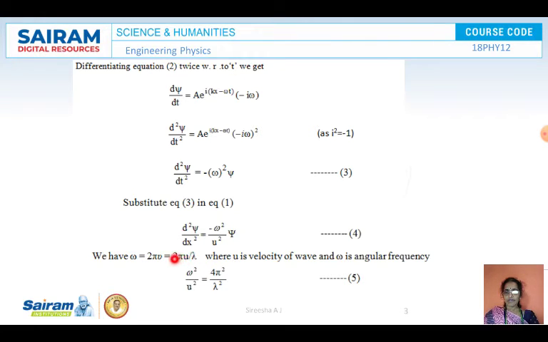So rearranging the terms, bring this u to this side: omega square by u square is equal to 4 pi square by lambda square. So, omega is equal to 2 pi u by lambda; you bring this u down here. Omega square by u square is nothing but 2 pi whole square, that is 4 pi square, by lambda square. So this is equation number 5.